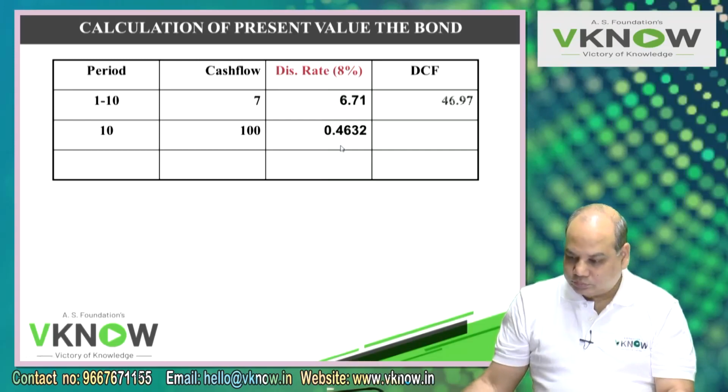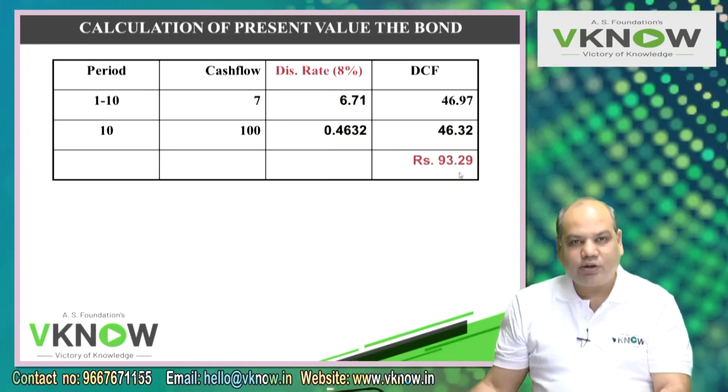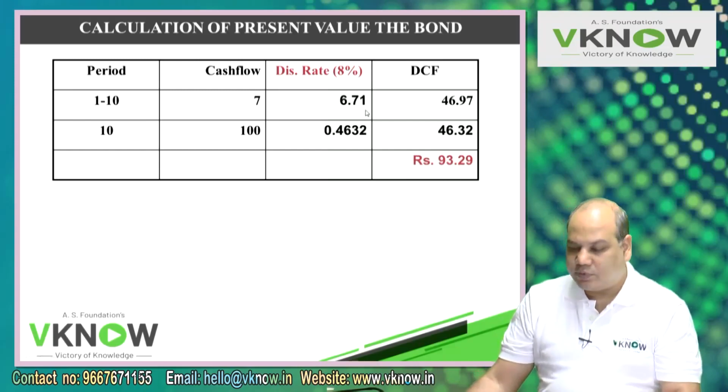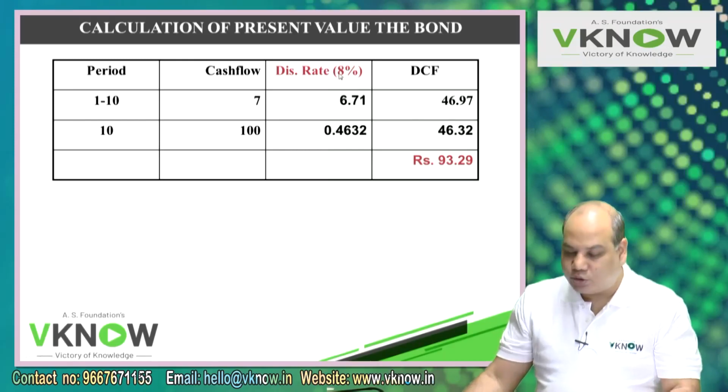And now multiply. So this is 7 into 6.71 is 46.97, check. 100 into 0.4632 and that is 46.32, and now you add, so you'll get 93.29. This is the answer. Here also you will observe that when discount rate is more than the coupon rate, the present value is less than the face value.